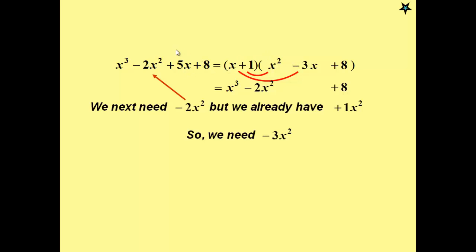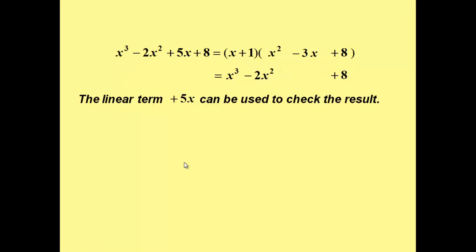You'll notice we haven't used the 5x term. You can use that to check. The way we'll get x terms here is plus 8 times x there. That gives us plus 8x, and plus 1 times minus 3. Well, 8 minus 3 gives us 5 lots of x, so we can see that it works. So we can use that to check. Like so.